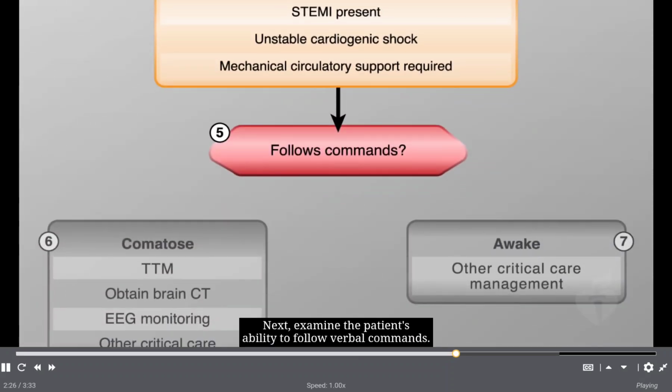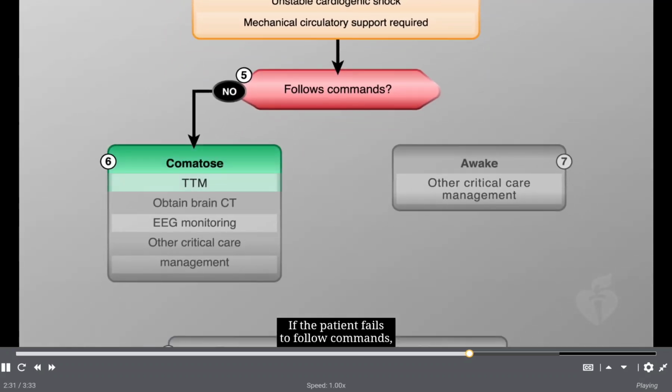Next, examine the patient's ability to follow verbal commands. If the patient fails to follow commands, the healthcare team should consider implementing targeted temperature management protocols and obtain a CT scan, EEG monitoring, and other critical care management protocols.